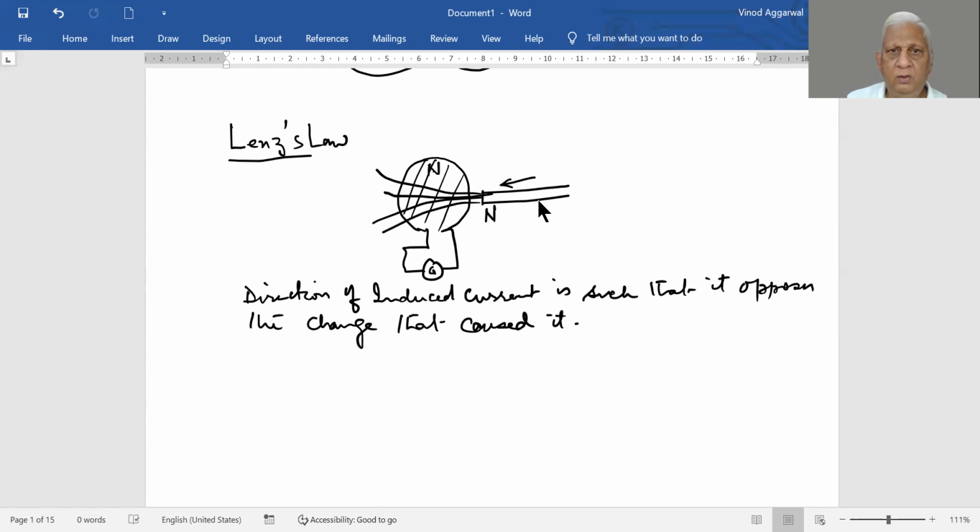So if you move a North Pole towards the loop, and if you see the face of the loop along the magnet, this face will also be a North Pole. Why? Because when this becomes a North Pole, it repels the movement of this magnet. It says, don't come close to me, stay away from me. And this is only possible when it tries to repel it. This is basically what Lenz's law is.